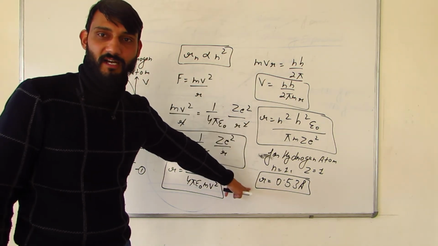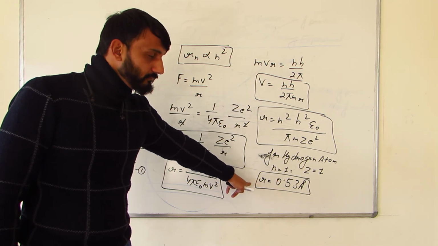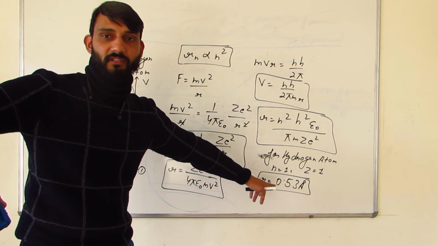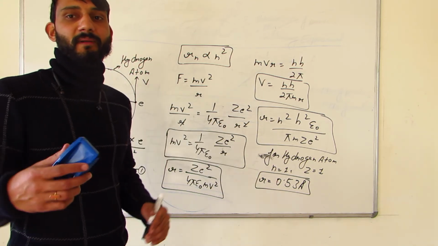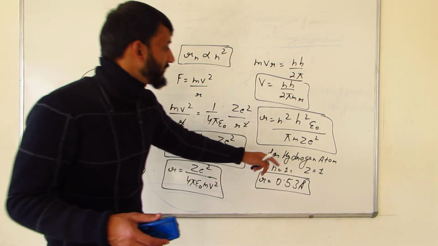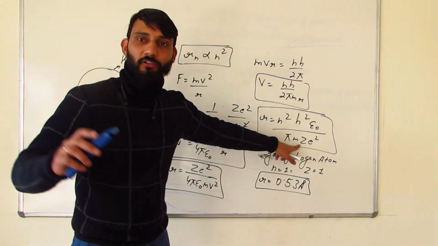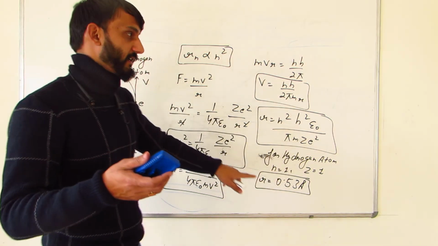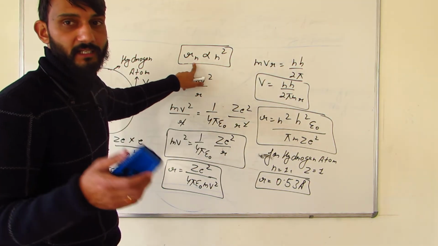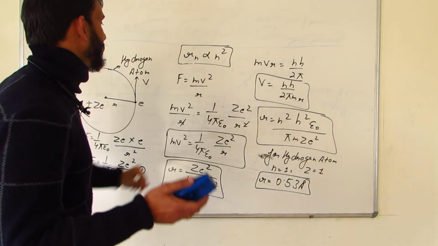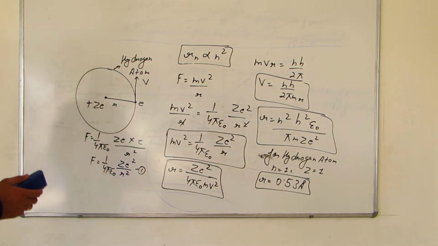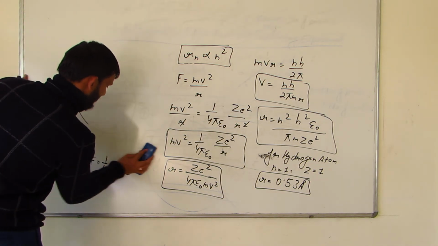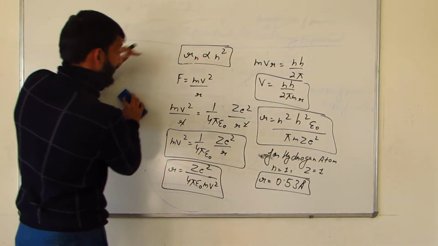One is for the hydrogen atom, that the radius of the hydrogen atom is 0.53 angstrom. If you apply it for some other atom, you can change the value of z, and also the orbit, like which orbit you want to find out. And this is an important relation which we have established from this. So I hope this part is clear. Let me just do that question with you, which is based on this part.